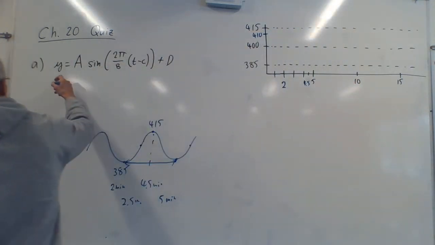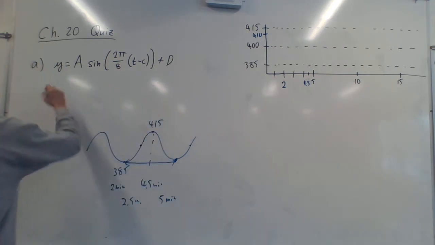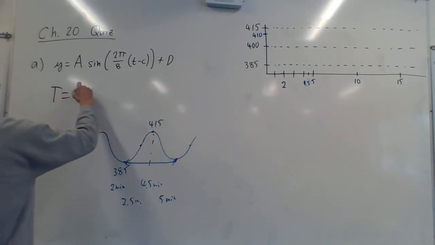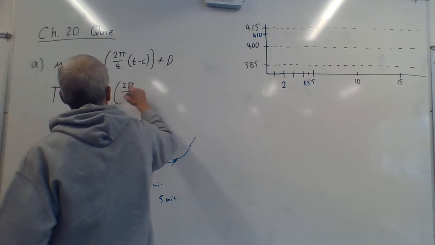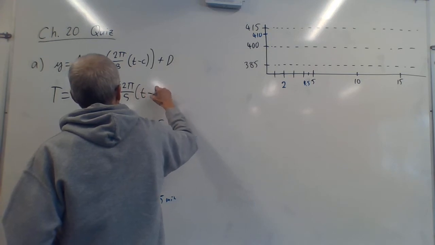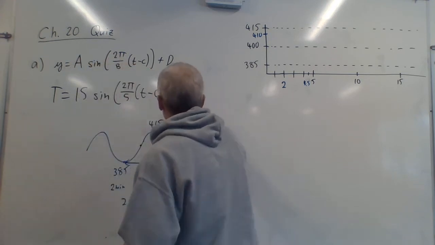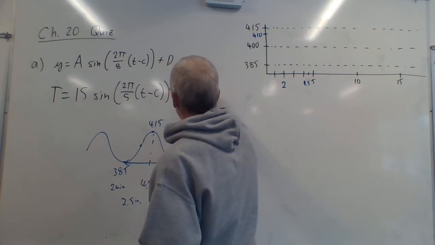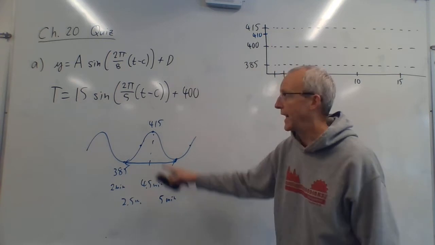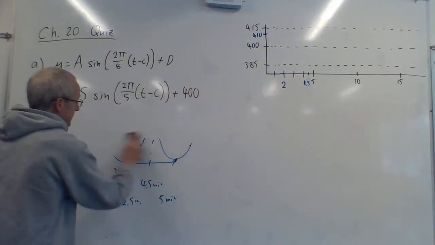So let's write that down now. So far, I'll use my black pen. We have the temperature is 15 sine of 2 pi over 5 (T minus C) plus D, where the average is 400. It goes up and down 15 from 400 because sine is alternately positive, negative, right? Okay, so we've got to figure out C.